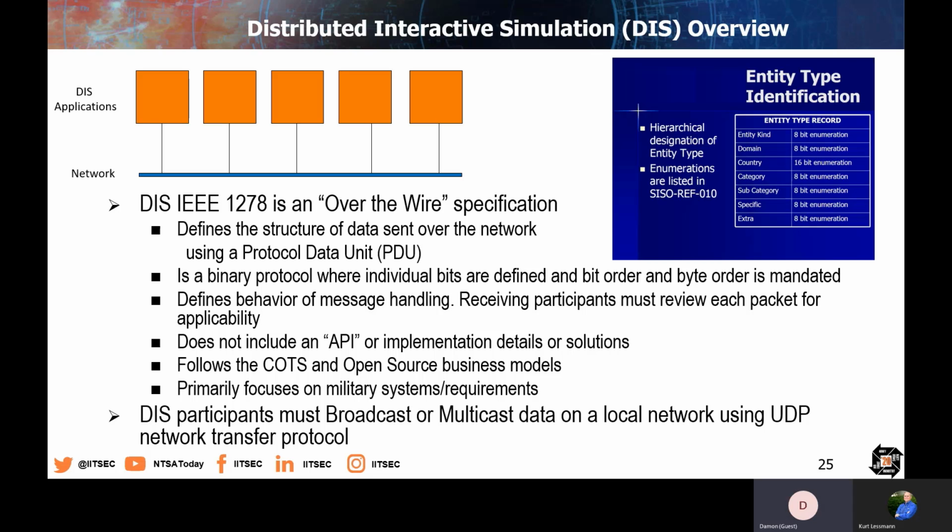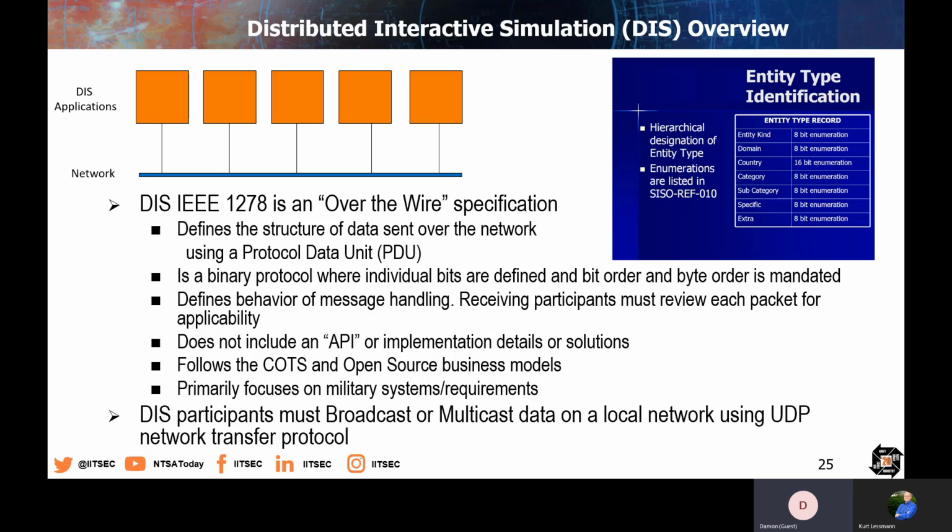DIS participants must broadcast or multicast the data on a local network using the UDP network transfer protocol. That's also important. It means that each system has to transmit all of the data that it wishes to update to the outside world.